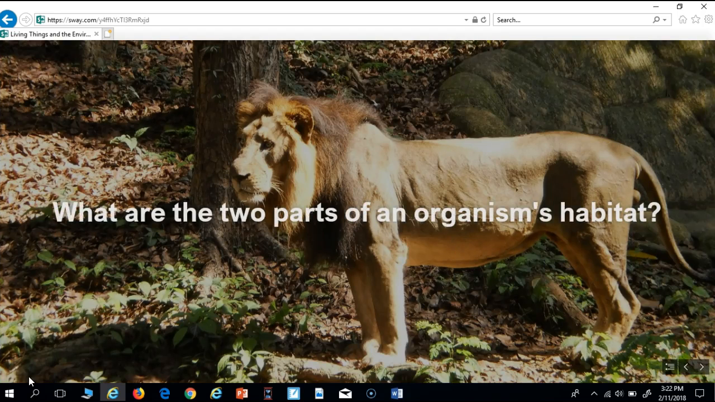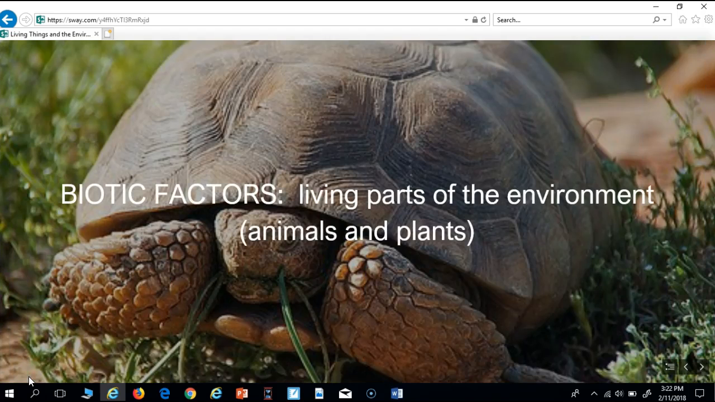What are the two parts of an organism's habitat? Well, first, you have biotic factors. Bio means life. So, biotic factors are all of the living parts of an environment, such as the animals and plants.